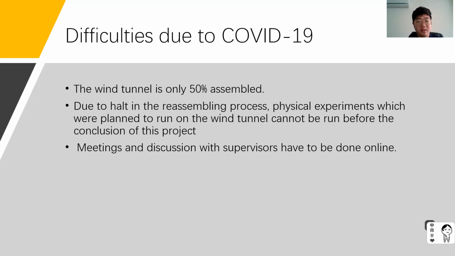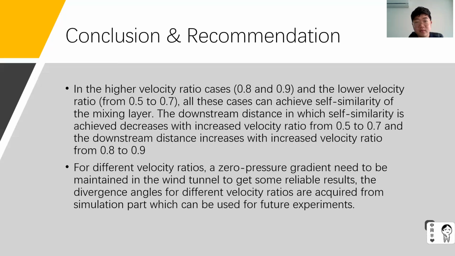Finally, the project results. In the higher and lower velocity ratio cases, all cases can achieve self-similarity in the mixing layer. The downstream distance in which self-similarity is achieved decreases with increased velocity ratio from 0.5 to 0.7, and the downstream distance increases with increased velocity ratio from 0.8 to 0.9.